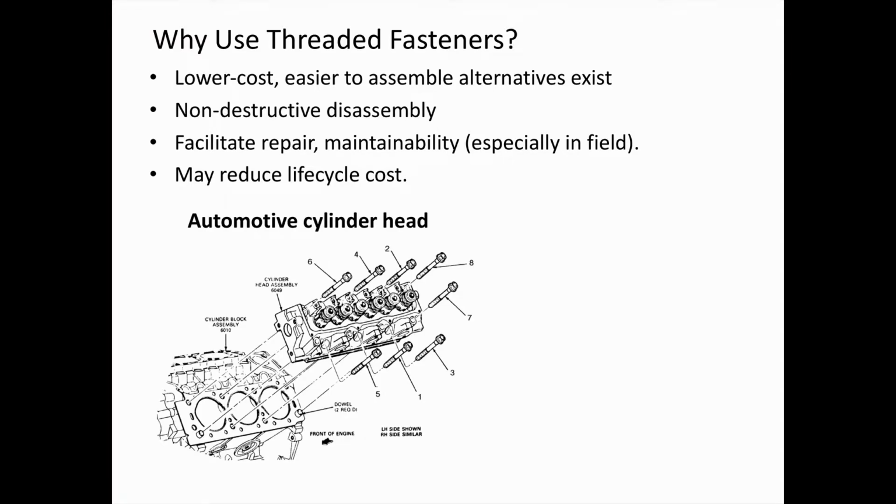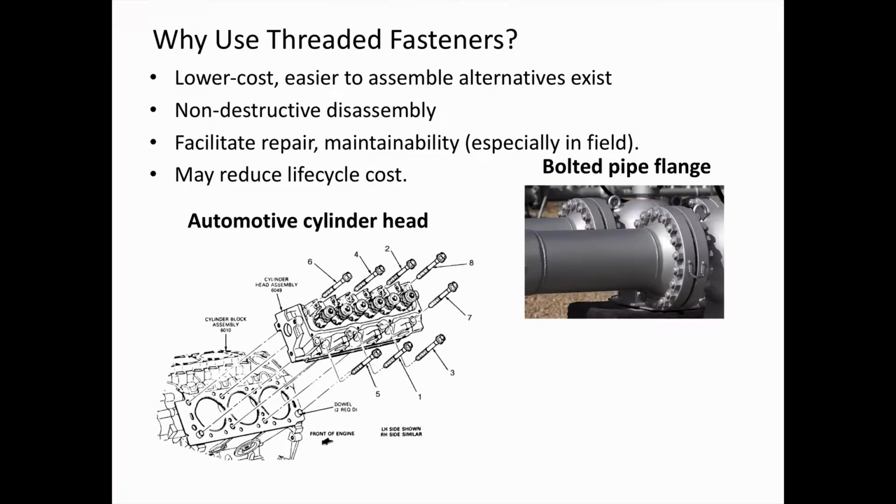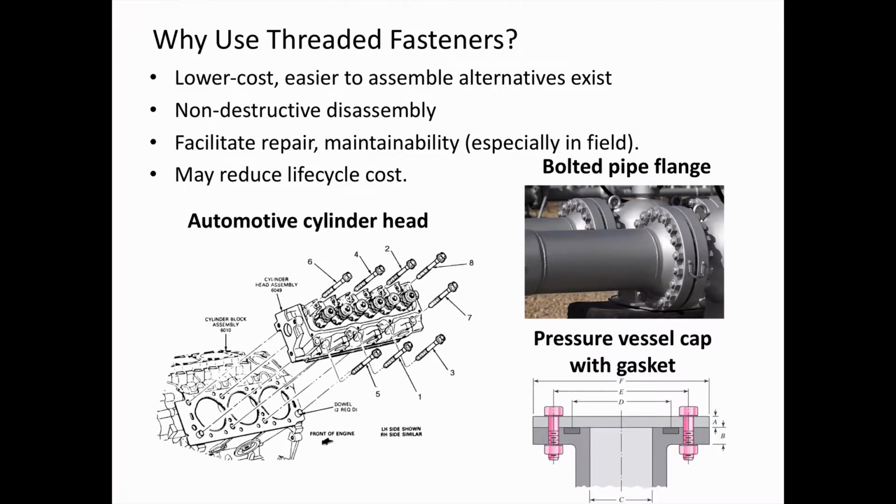Here's an example of one system that uses threaded fasteners. At the bottom left is an automotive engine block, and up toward the right is the cylinder head. And this is a very critical connection between components in an engine. And here we can see the bolts that are used to secure the cylinder head to the engine block. Here's another example with a bolted pipe flange, and another from your textbook, a pressure vessel cap with a gasket.